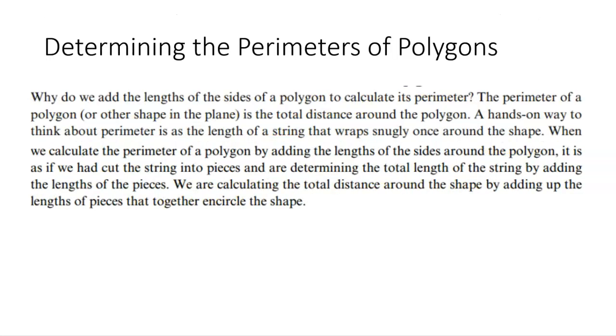So why do we add the lengths of the sides of a polygon to calculate its perimeter? The perimeter of a polygon is the distance around. Remember that. A hands-on way to think about perimeter is a length of string that wraps snugly once around the shape. When we calculate the perimeter of a polygon by adding the lengths of the sides, it's as if we cut the string into pieces and are determining the total length of the string by adding up the lengths of the pieces. It's a really nice concrete way to make sense of that.